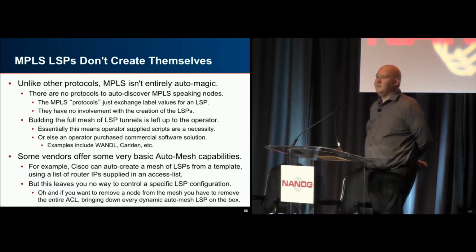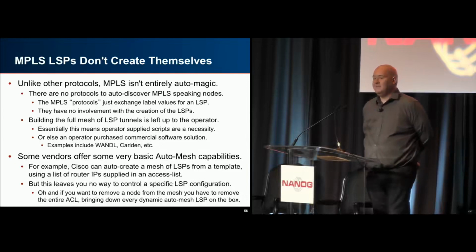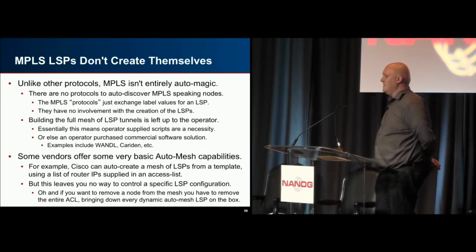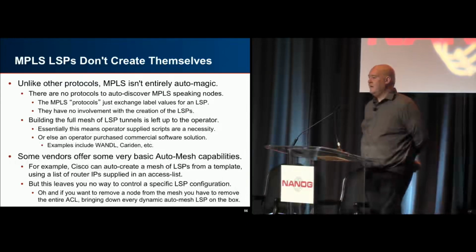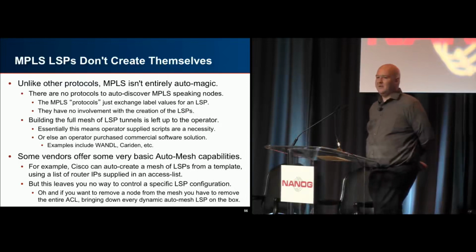So either you build your own automation tools, or you go buy some commercial solution. Wandl's been bought by Juniper, and Cariden's been bought by Cisco, and I'm sure there's probably someone else out there that I don't know about. But for the most part, you either have a really small network, or you very quickly learn to create your own automation for building LSPs.